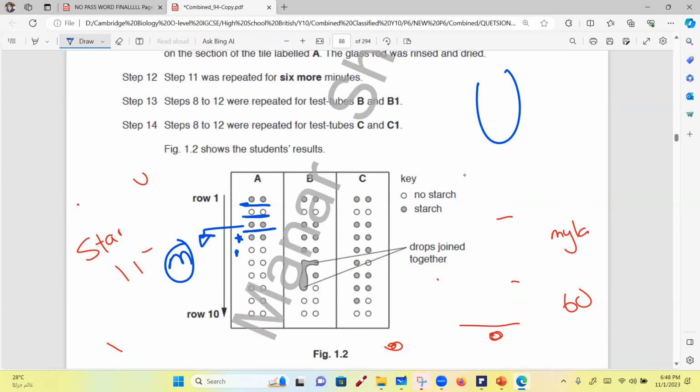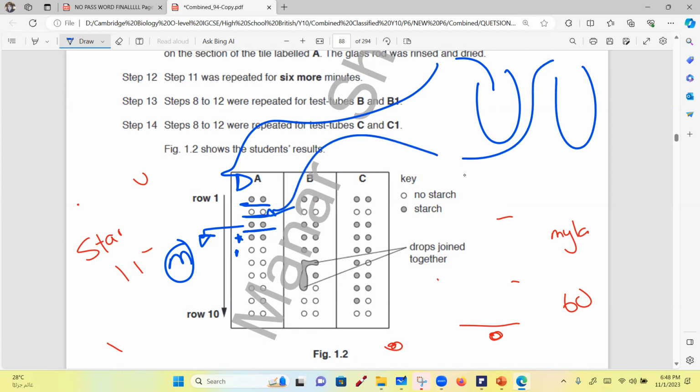This is exactly the same experiment we studied in class, but they made some differences. They said that we will take first a drop from the starch before we mix it and a drop from the enzyme before we mix, and then we mix and we take a drop in row 3. So row 3, this is the start of the reaction. This is the difference that they made, and the spotting tile looks different.